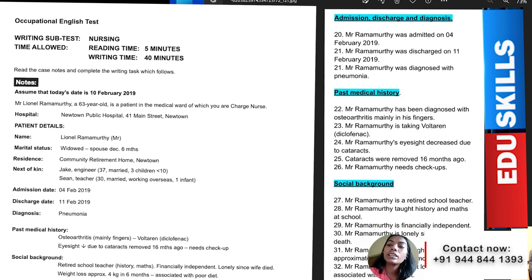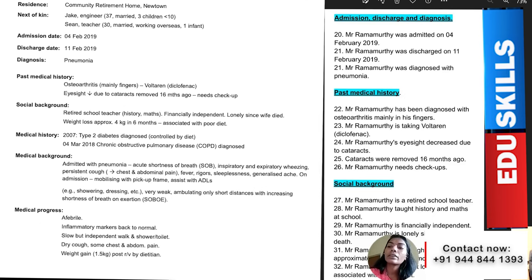Mr. Ramamurthy needs checkups. So in our case note, we can see the main information has been given. But what we have to do in our first stage is make every piece of information into a simple sentence. And we can move on to the social background. There we can see the main information.